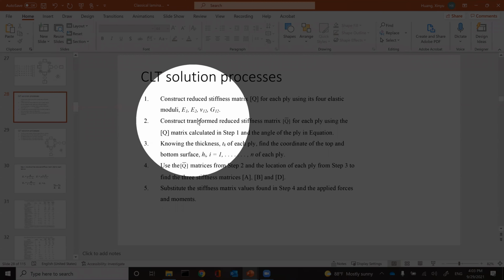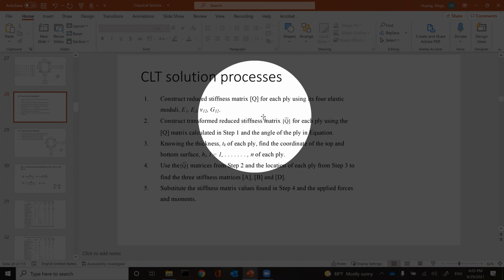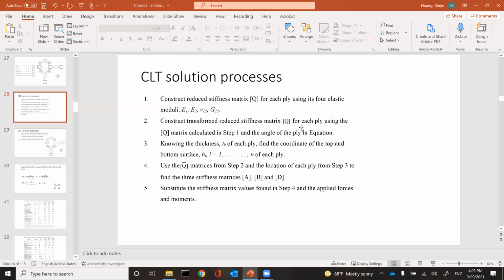Now, the second step is to transform the stiffness matrix into the global coordinates. They're called Q bar. Q goes to Q bar for each ply. Now, how many Q bars do we need to calculate for this problem? We have 3 plies, so we do 3 Q bars. Each ply has a different angle, right? We have 0, 30, and minus 45. So you have to calculate 3 matrices from Q, transforming Q into 3 directions.